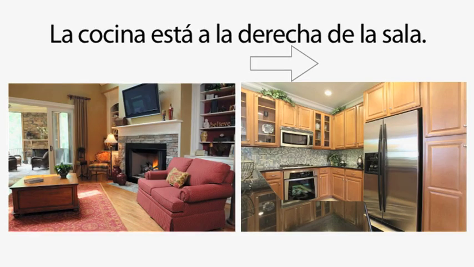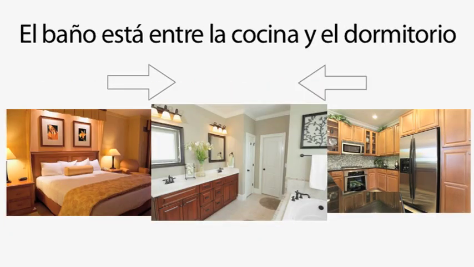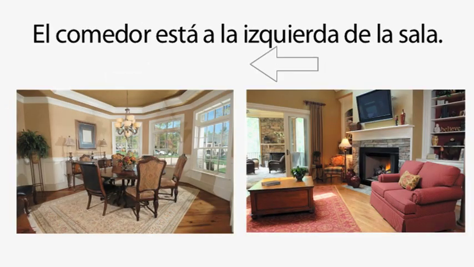Escucha otra vez. La cocina está a la derecha de la sala. The kitchen is to the right of the living room. El baño está entre la cocina y el dormitorio. The bathroom is between the kitchen and the bedroom. El comedor está a la izquierda de la sala. The dining room is to the left of the living room. Which one of those words means right?